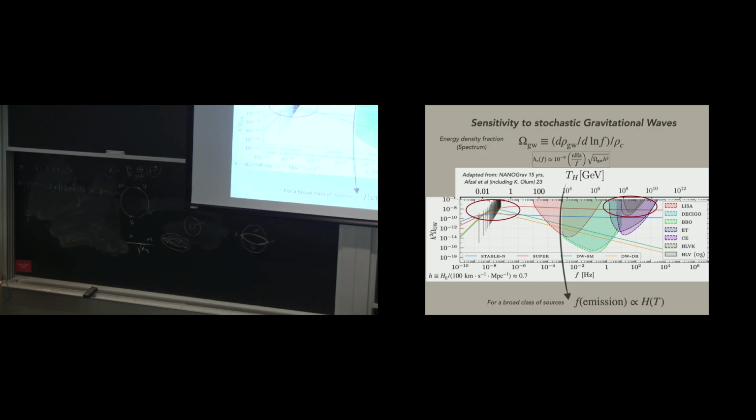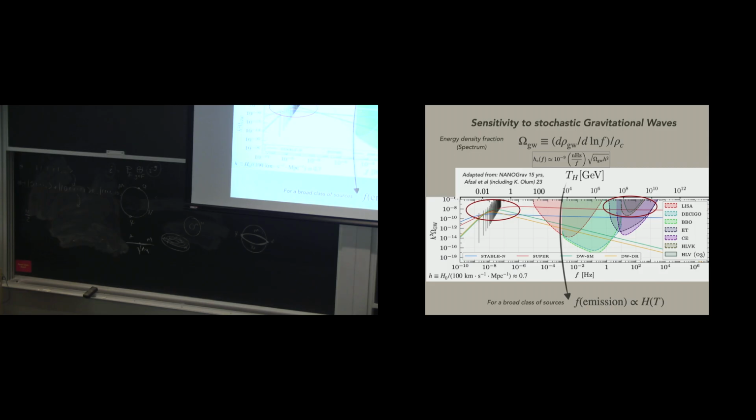So to this plot, I added the upper x-axis, where you see the temperature in the early universe that corresponds to these frequencies, under the assumption that the translation is made as follows. So the frequency is related to the Hubble scale at a given temperature, and then you just redshift and you get the frequency today. So that's the frequency of emission, and then you just redshift.